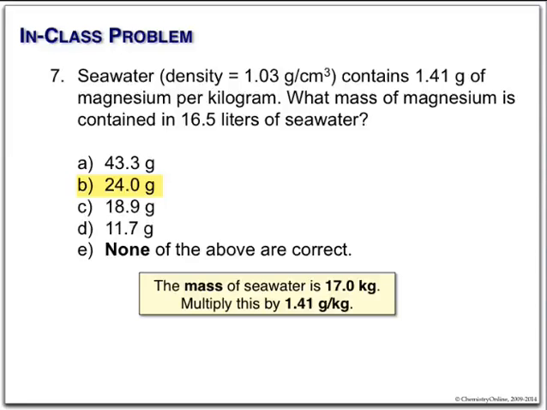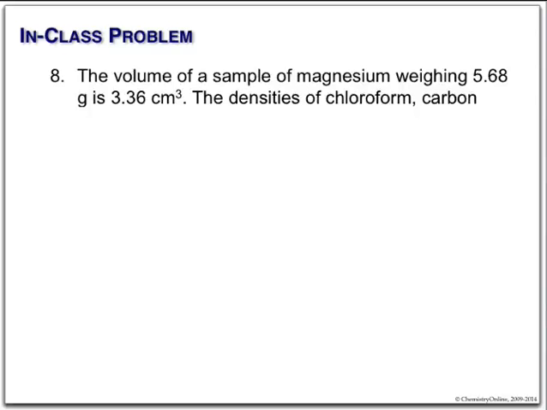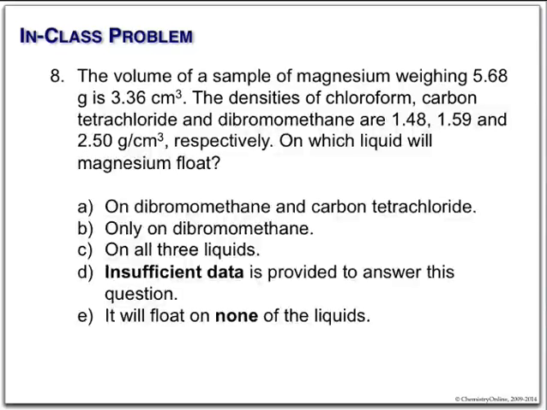Now, there's no tutorial that does these types. Oh, wait, here's one more. Okay. Okay, yeah, this is a simple one. I didn't know this one was here. A sample of magnesium weighs 5.68 grams and has a volume of 3.36. So based on this, this is mass, here's a volume, we can calculate a density, correct?